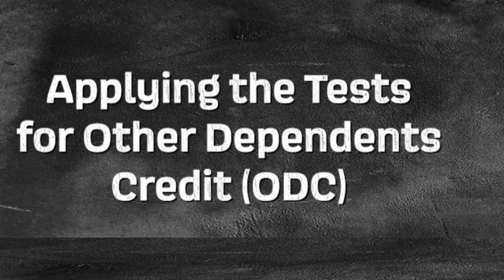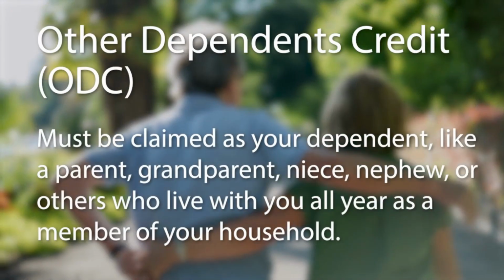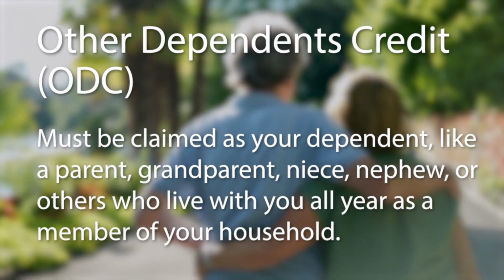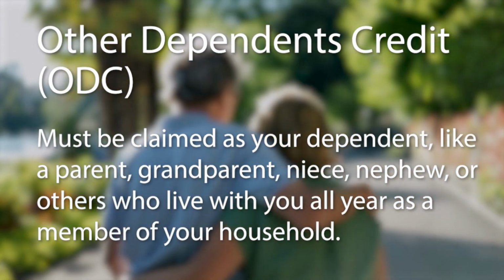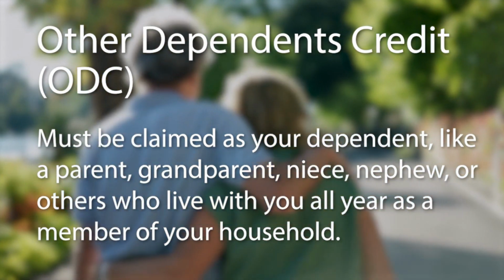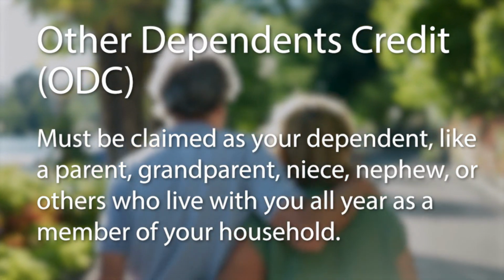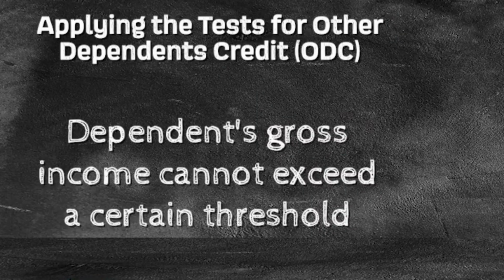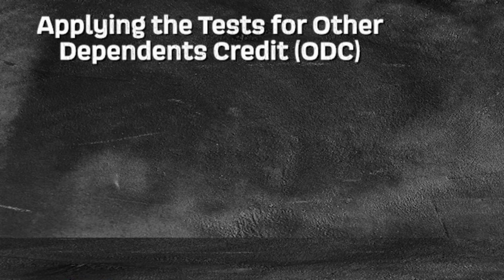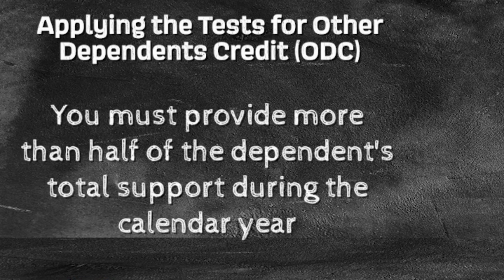The ODC is for qualifying relatives or dependents who don't qualify for the CTC. To be eligible, the person must be claimed as your dependent. They could be a parent, grandparent, niece, nephew, or others who live with you all year as a member of your household. The dependent's gross income cannot exceed a certain threshold, which changes periodically due to inflation. Lastly, you must provide more than half of the dependent's total support during the calendar year.